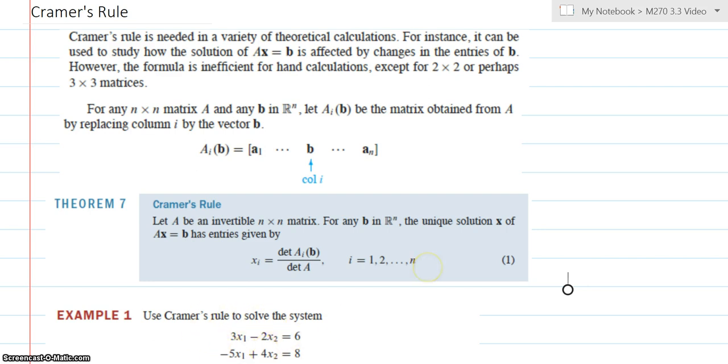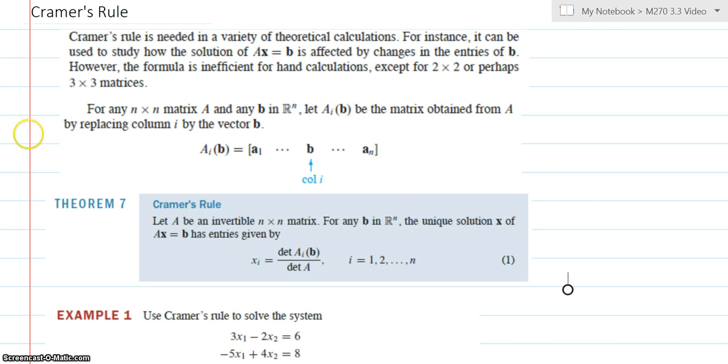We have learned many methods for solving systems. In past classes, you learned elimination and substitution. In this class, we used matrices, row reduction, using echelon form to solve systems, and we also used inverses to solve systems. Cramer's Rule is going to use determinants.